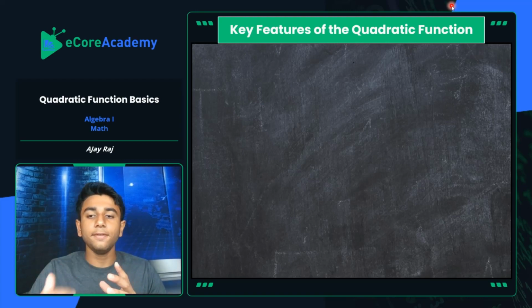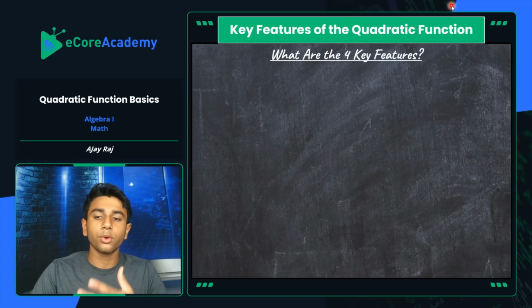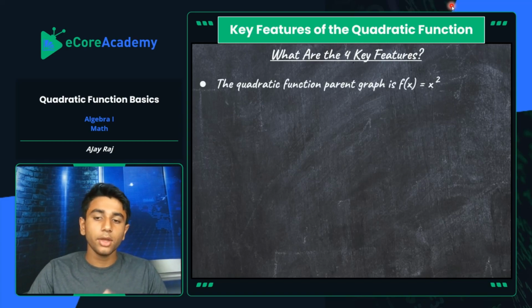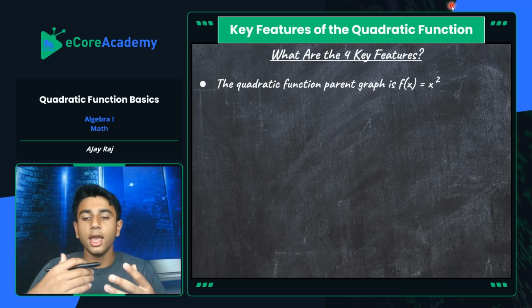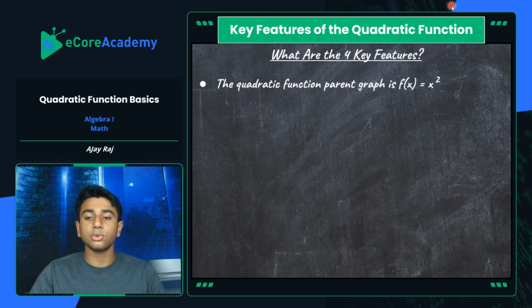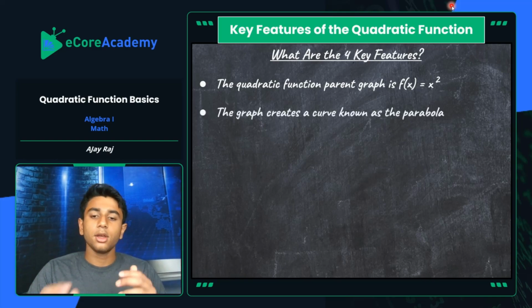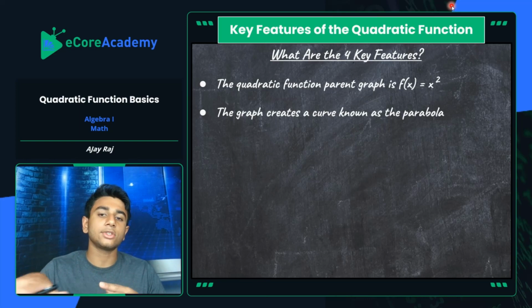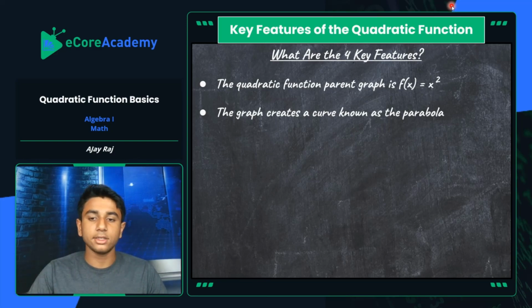Now let's take a look at some of the key features of the quadratic function. What are the 4 key features of this quadratic function? The quadratic function parent graph is f of x equals x squared. That's the traditional function. We can think about our linear function, f of x equals x, being the parent graph; f of x equals x squared is the parent function. The quadratic graph creates a curve known as the parabola. So anything with f of x equals x squared, or any sort of transformation of that, which we'll get into with factors such as a and c being added to the equation, creates the curve known as a parabola, essentially an upwards or downwards U.